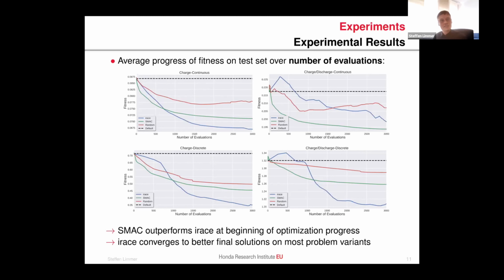And we can see that at the beginning of the optimization process, SMAC outperforms the other 2 approaches, but with the exception of the charge-discharge continuous variant, irace converges to better final results. Furthermore, one can see that all 3 approaches find better settings than the default setting of the parameters. And on all 4 problem variants, irace and SMAC outperform random search.